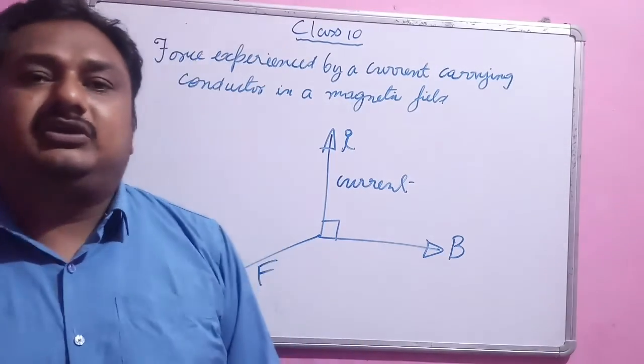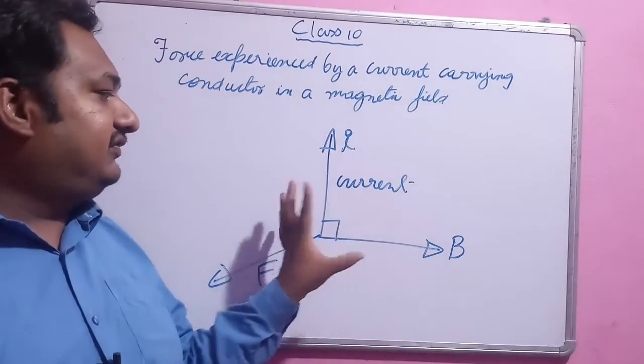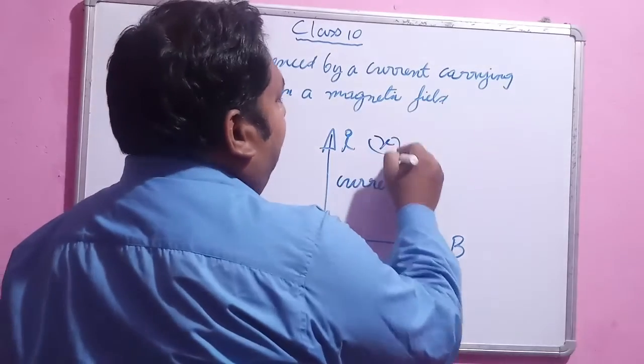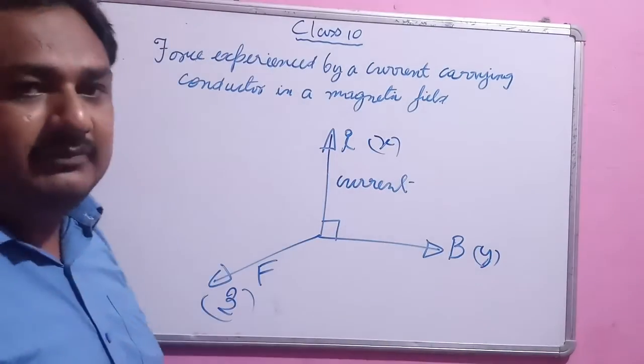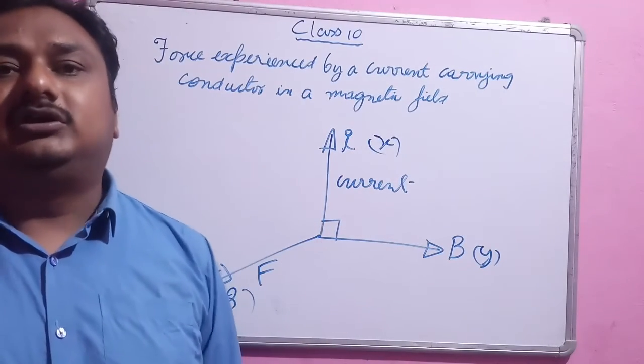So hopefully you understand this whole concept. Here there are three quantities and all three of them are perpendicular to each other. You can compare this with x, y, and z. So you can compare this with the three coordinate system that you have learned in your classes.